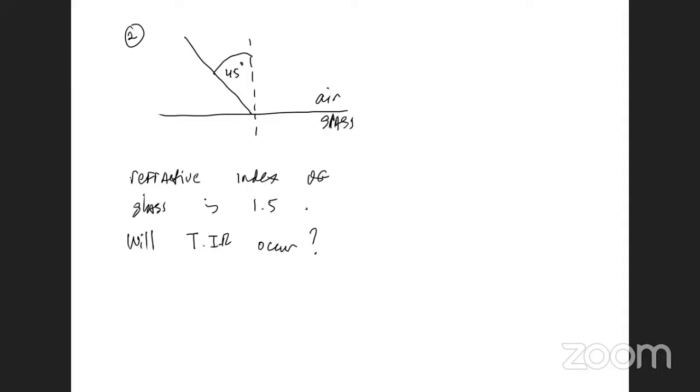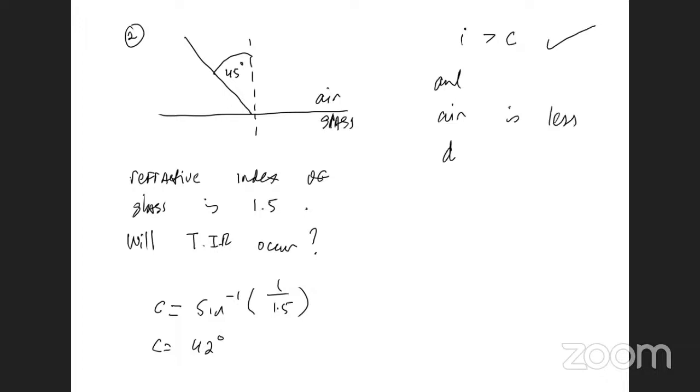Alright, so let's see. Critical angle is what? Critical angle is sine inverse of 1 over 1.5. So the critical angle is approximately 41.8. And the angle of incidence is more than the critical angle, so that is satisfied, correct? And here, the ray is in the less dense medium. That does not satisfy, therefore no total internal reflection.